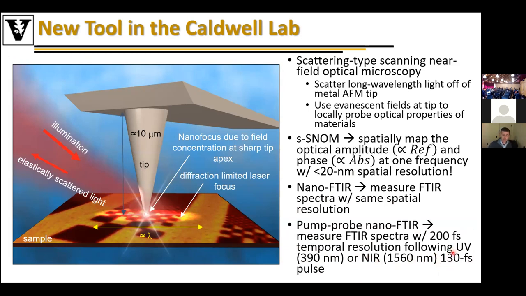It's about 130 femtoseconds, which allows us to do time-resolved pump-probe measurements of nano-FTIR, basically 20 nanometer spatial resolution following an ultraviolet pulse. It's a pretty unique capability, and we're currently using this for a lot of semiconductor experiments in my lab, but I think there's a broad potential applicability to a number of different fields.